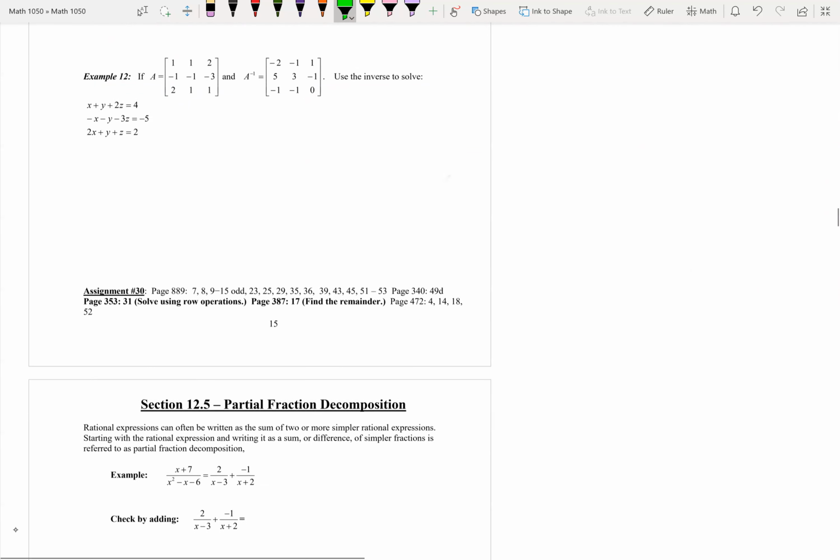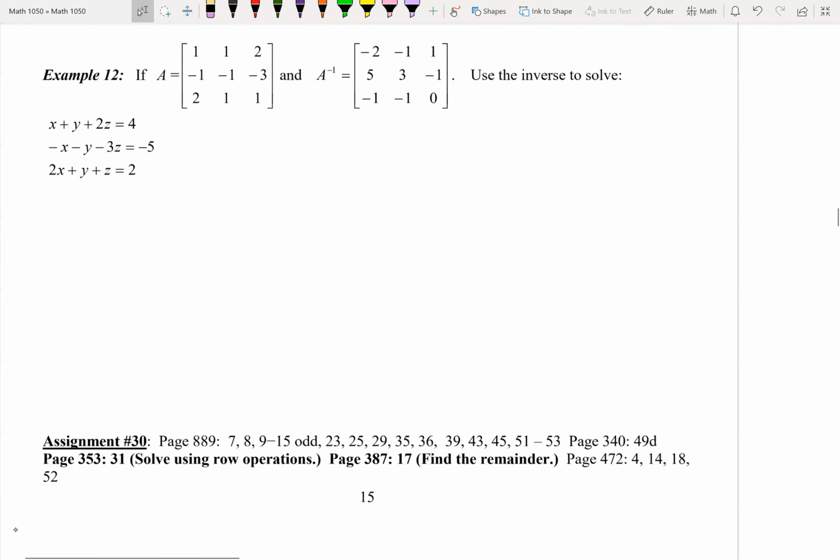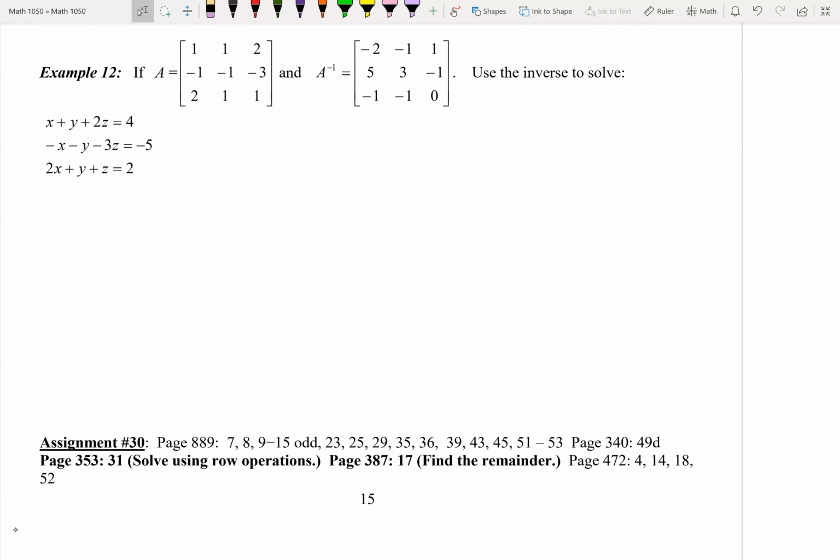Okay? Okay, I want you to look at 12. I don't want you to say anything on question 12. I just want you to look and listen for a second. Here's your A. Here's the inverse. Use the inverse to solve the system. This popped up on my final, like 3 or 4 semesters ago. So look what my students did.